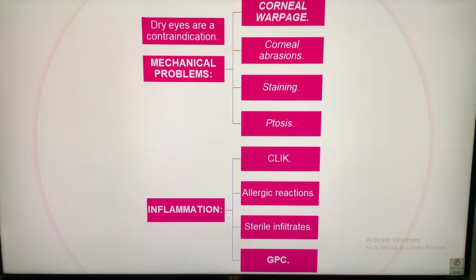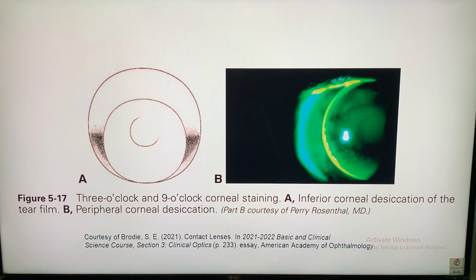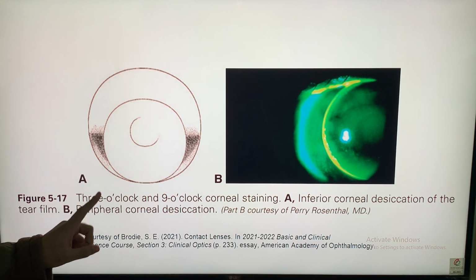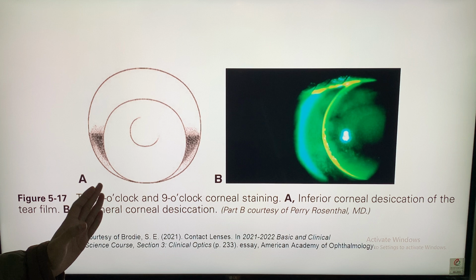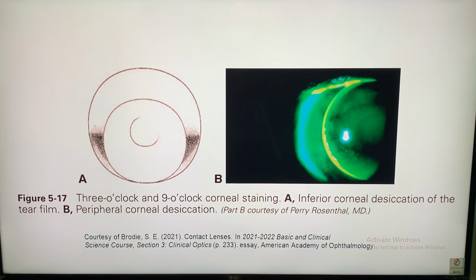Staining. The contact lenses may lead to deficiency of tear meniscus, which can lead to staining, particularly in the perilimbal areas. I have added the diagram. I'll show you. This is the staining occurring in the perilimbal area. It is most likely at 3 o'clock or 9 o'clock position, and so it is also known as 3 or 9 o'clock staining. And if the periphery of the lens is thick, then this also leads to this type of staining.